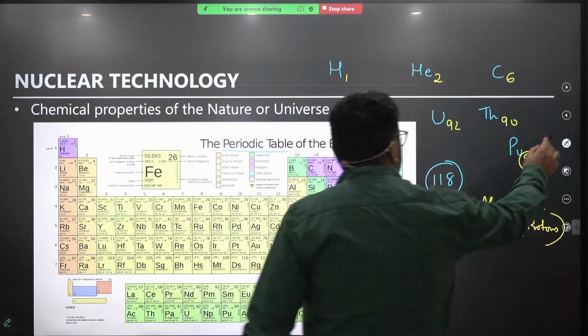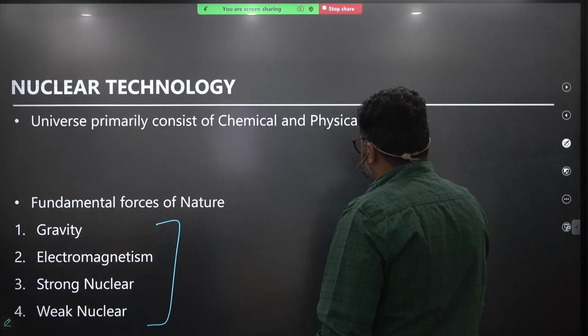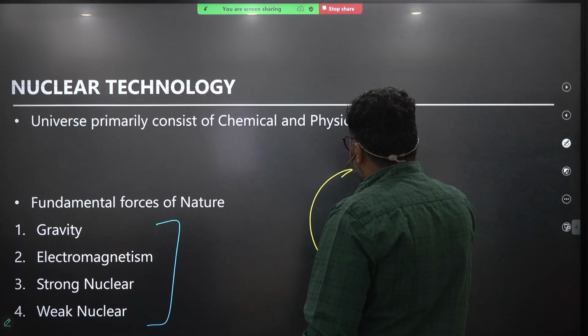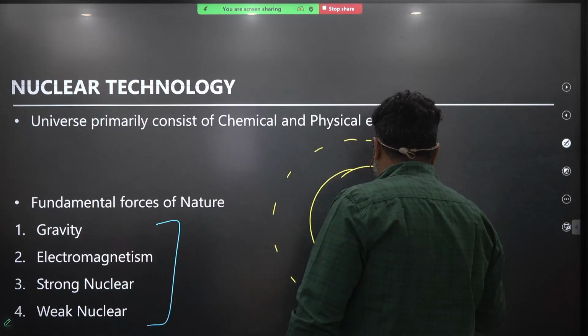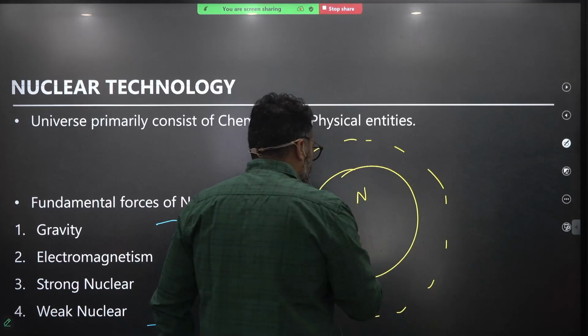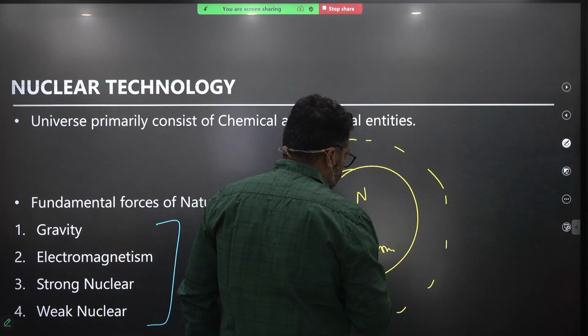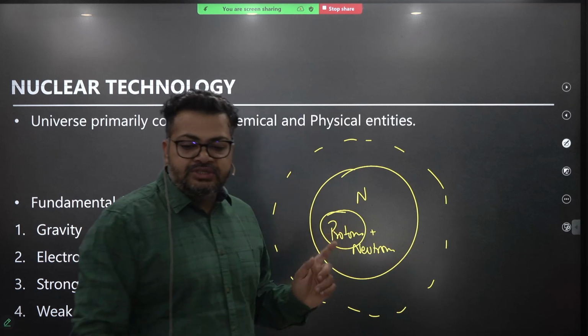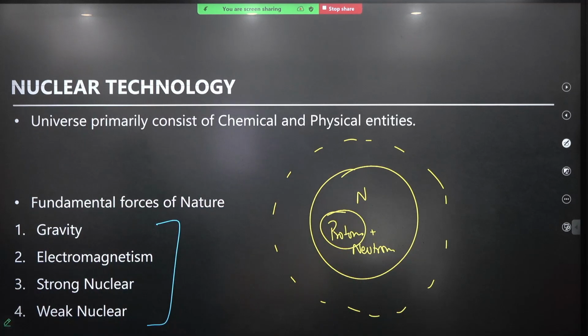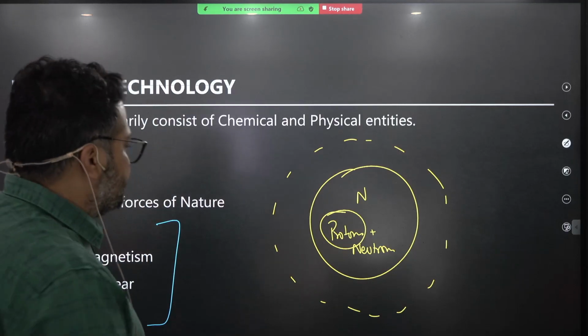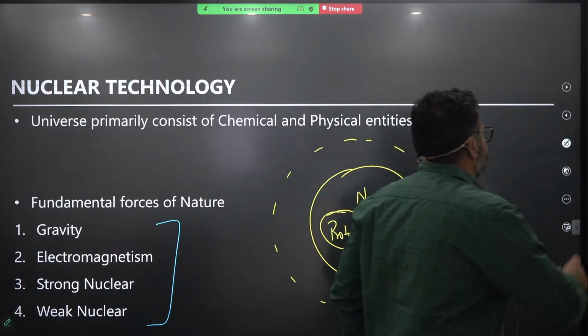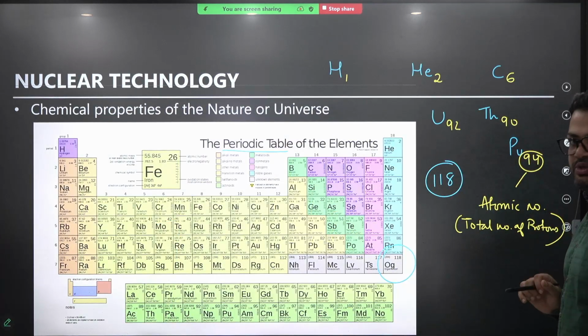That means if you look at the atom, we all know an atom has a nucleus at the center, and around this nucleus it has electrons, right? The nucleus is made up of primarily protons plus neutrons. All of you know protons and neutrons are present in the nucleus, right? So whatever number of protons are there in the nucleus, we write it as the atomic number. Got it?